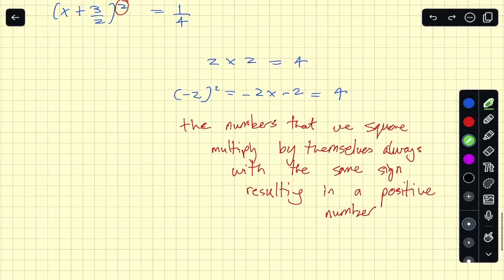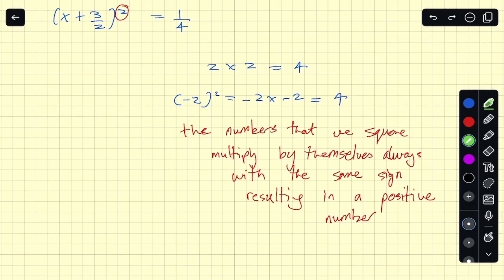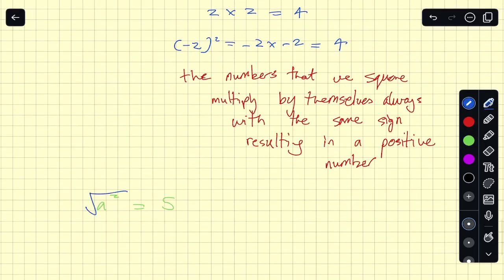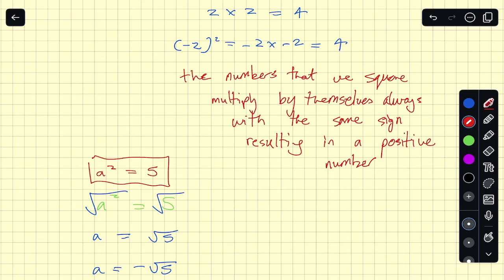So what can I do, and what do I have to deal with when getting rid of this square? If I have a number, I'm going to call it a squared. a squared equals 5. And then I'm going to square root it to get rid of this square. I get a equals square root of 5. Well, I've actually missed something here, because a could also be negative square root of 5. All I was given initially for information was a squared equals 5. This was my initial question.